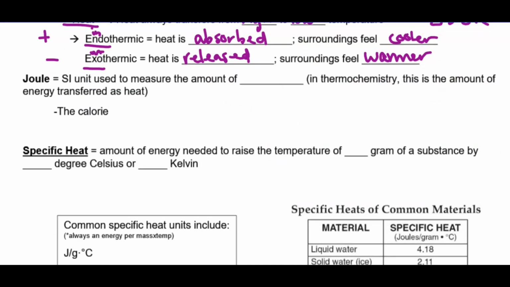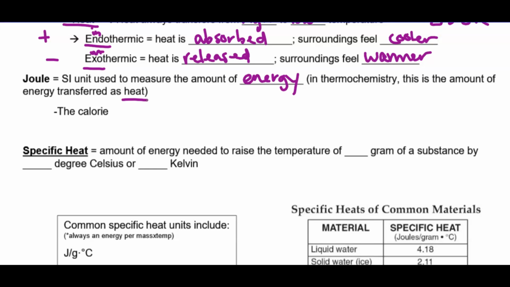Okay, so the joule is the SI unit that's used to measure the amount of energy, which in this case is the amount of heat that is being transferred. Okay, the joule, you can have kilojoules, millijoules. You can use those metric prefixes in the front of it.